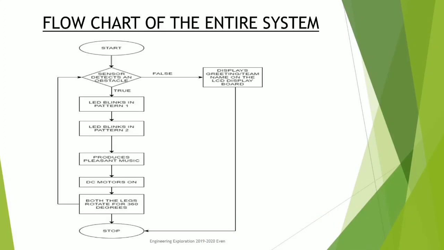Speaking about the flowchart of the entire system, when the Decorobo is plugged in, the sensor detects for any obstacle. If there is an obstacle, then the LED blinks in pattern 1 and 2, produces pleasant music, followed by DC motors turning on, and both the legs rotate by 360 degrees. The process is repeated again. If the sensor does not detect any obstacle, then it displays a greeting or team name on the LCD display board, and then it is stopped manually.